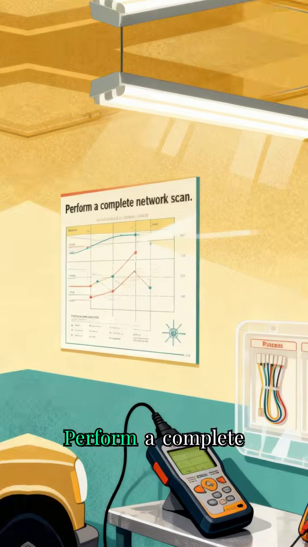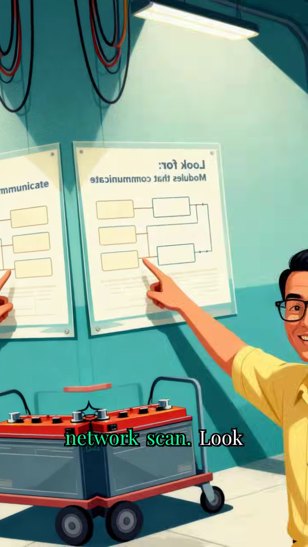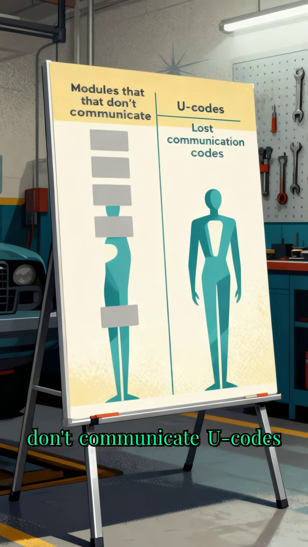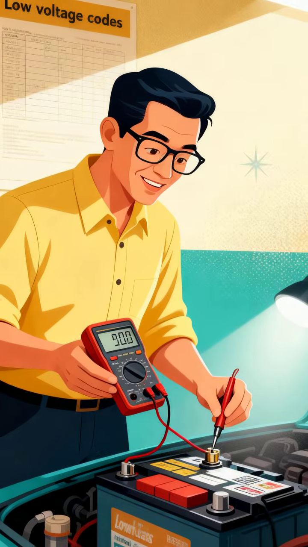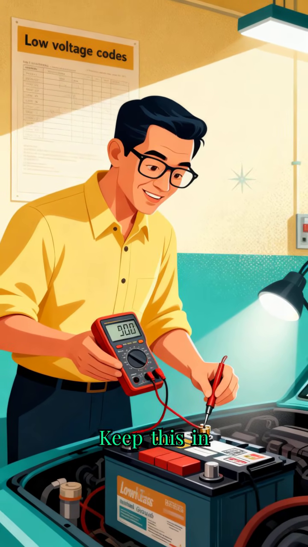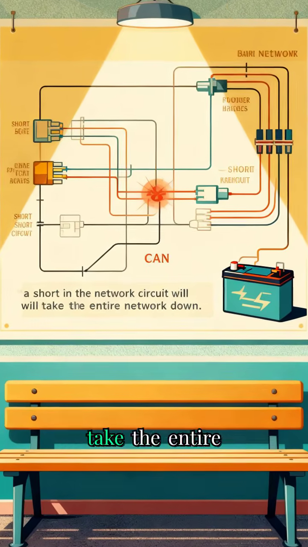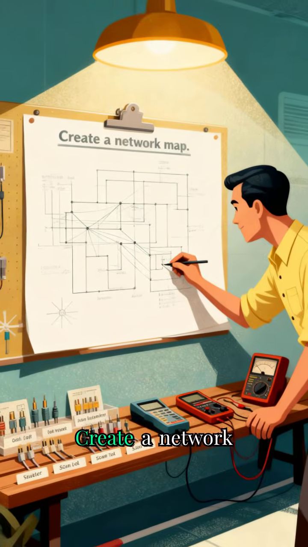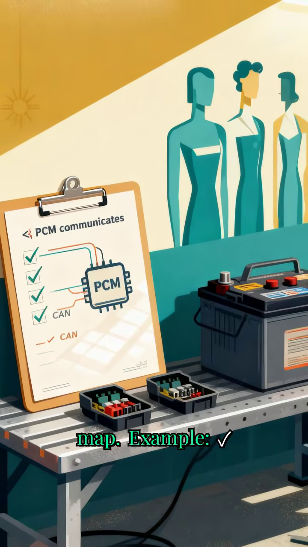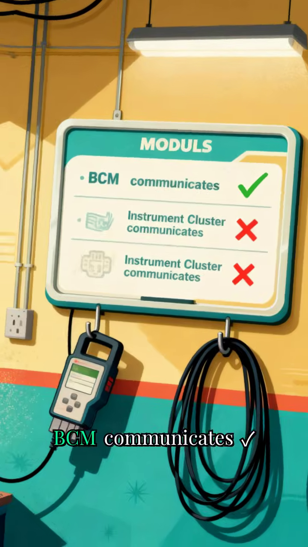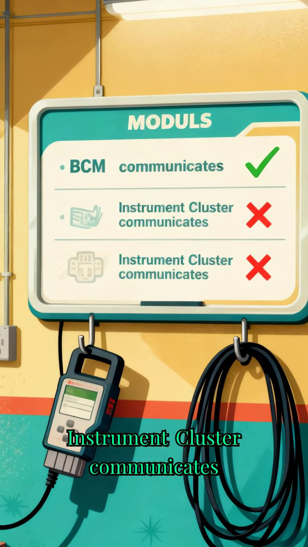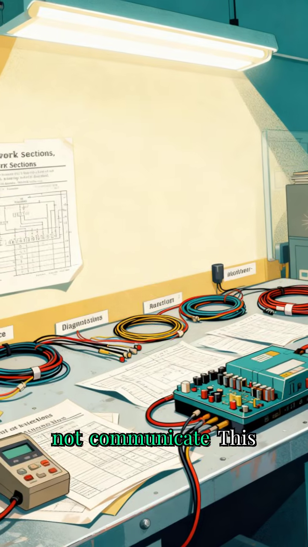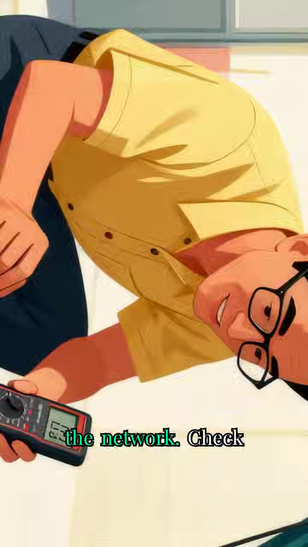Scan every module. Perform a complete network scan. Look for modules that communicate, modules that don't communicate, U codes, lost communication codes, and low voltage codes. Keep this in mind: a short in the network circuit will take the entire network down, while an open will isolate some modules. Create a network map. Example: PCM communicates, BCM communicates, instrument cluster communicates, ABS does not communicate, power steering does not communicate. This helps narrow the affected section of the network.